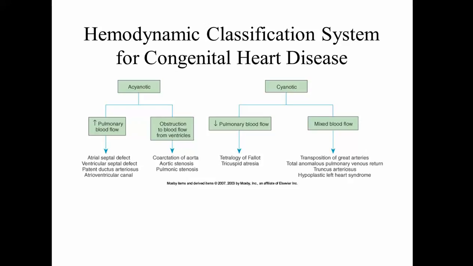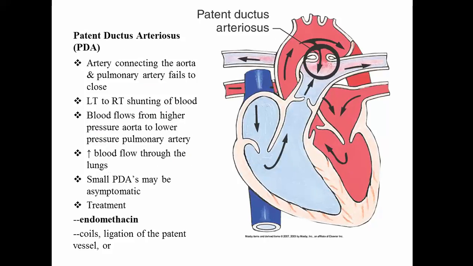All right, so we're going to move on, and we're going to talk about these 4 defects where there is increased pulmonary blood flow. All right. Okay, the first defect we're going to talk about is a patent ductus arteriosus. And right here is where the defect is. So first of all, I want to remind you, with this defect, there's an increased pulmonary blood flow, and the PDA is usually seen in preterm infants.